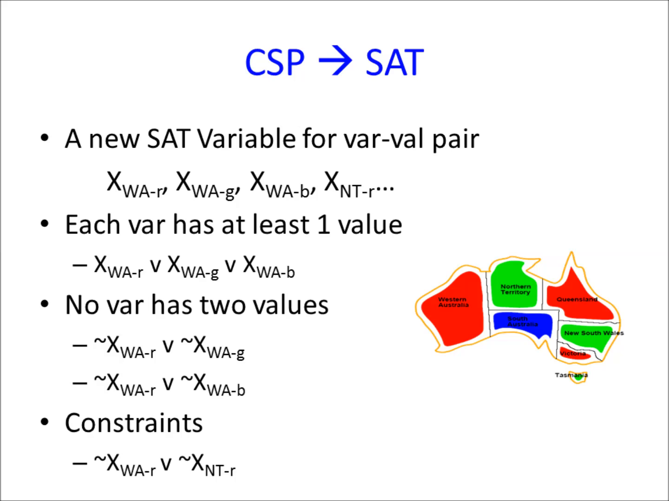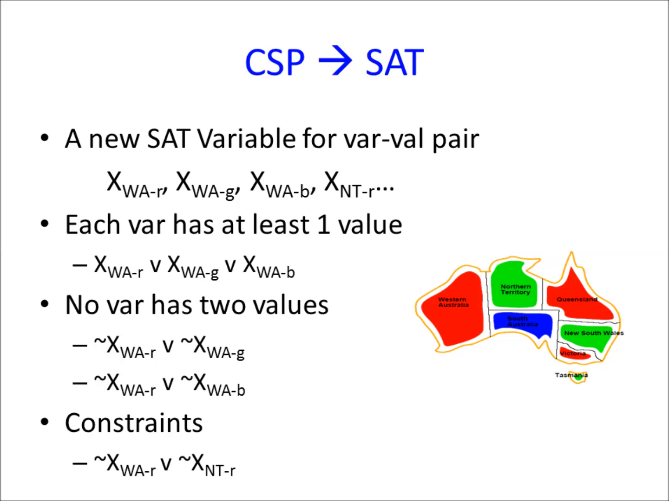So here's an example which shows that you can convert any CSP to a SAT problem. So CSP, the variables will be X variable value. So Western Australia red, Western Australia green, Western Australia blue, Northern Territory red, and so on and so forth. Each variable should have at least one value. That means either Western Australia is red or green or blue. No variable has two values. So either Western Australia red is false or Western Australia green is false.